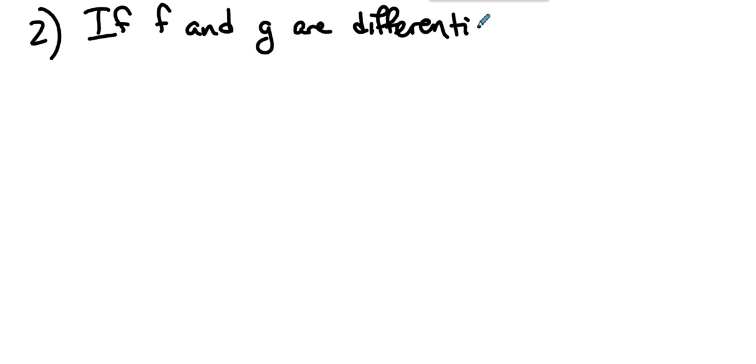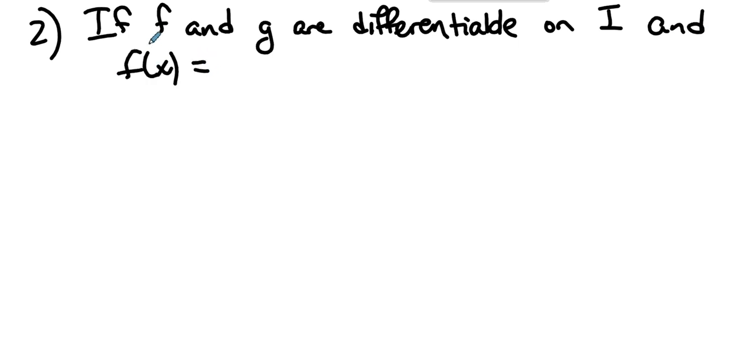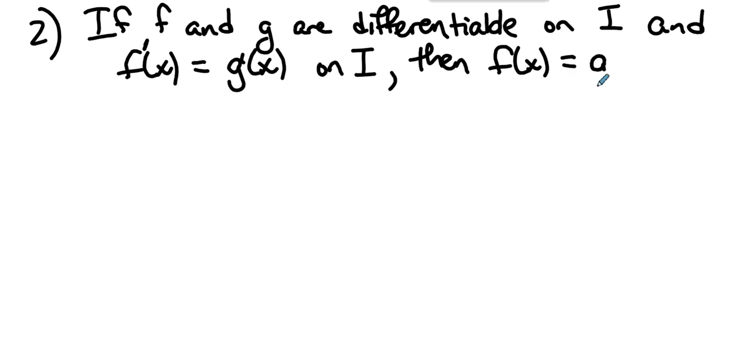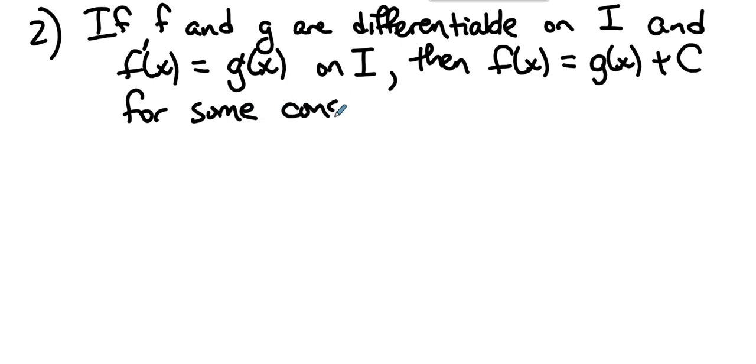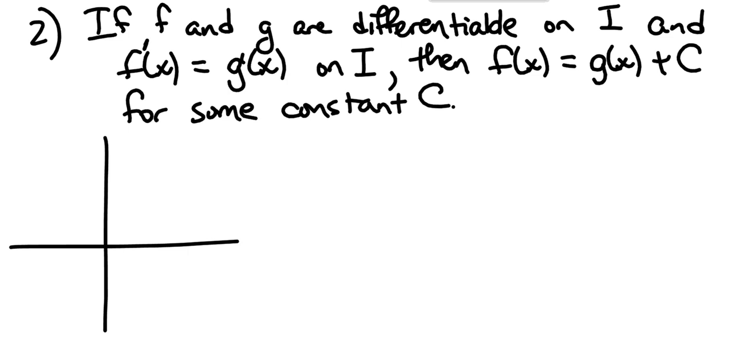There's a second corollary. And the second corollary says if f and g are differentiable on some interval I, and if f prime of x equals g prime of x on that interval, then f of x is g of x plus a constant c. So what does that even mean?